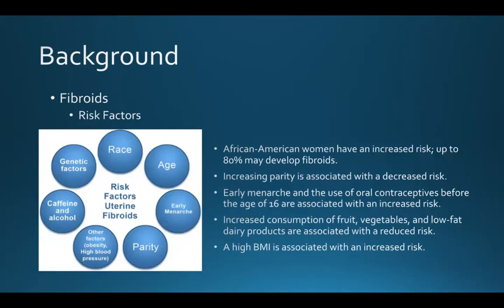African American women have an increased risk, and up to 80% may develop fibroids. Increasing parity is associated with a decreased risk of fibroids. Early menarche and the use of oral contraceptives before the age of 16 are associated with an increased risk, and increased consumption of fruit, vegetables, and low-fat dairy products are associated with a reduced risk, and a high BMI is associated with an increased risk.